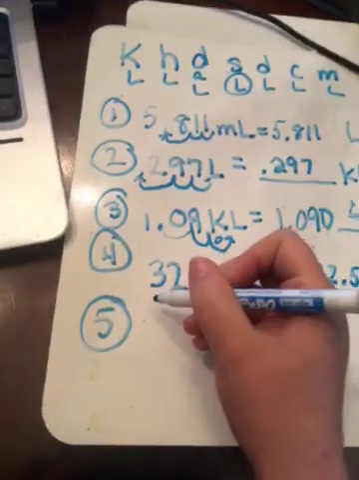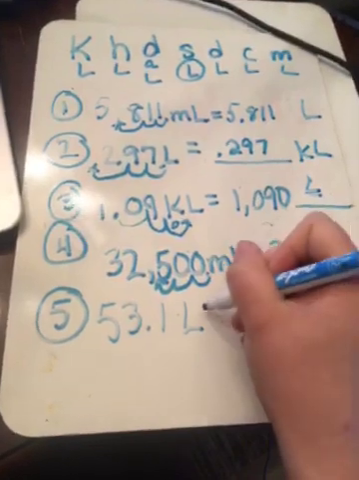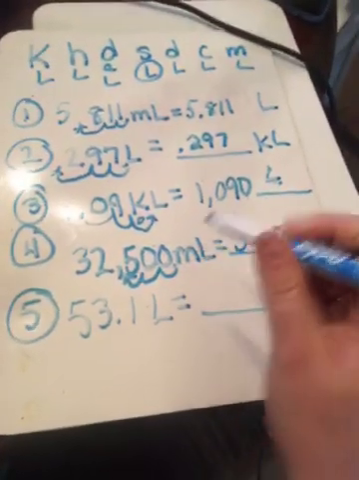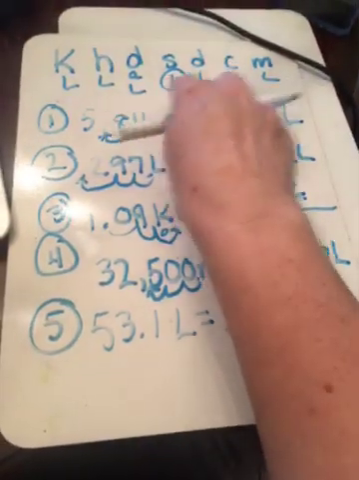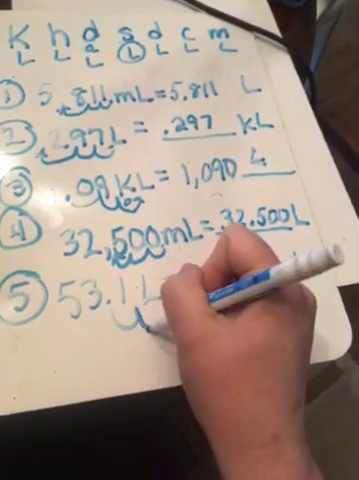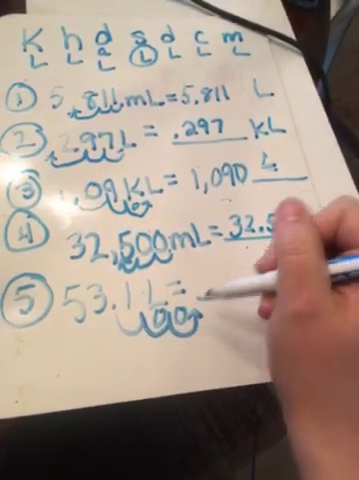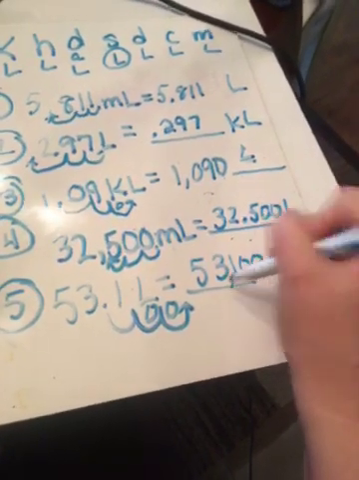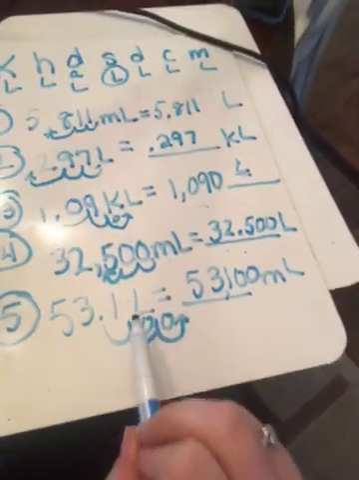Number 5, 53.1 liters. And we're going to change that into milliliters. All right, again, if we're at liters, this time we're going to the right to milliliters. That's big to small, so you're going to multiply by 1,000, and you're going to go 1, 2, 3, and we have 2 empty little nests there to put zeros in. So you have 53,100, which makes sense. There'd be lots of little milliliters to make up 1 liter.